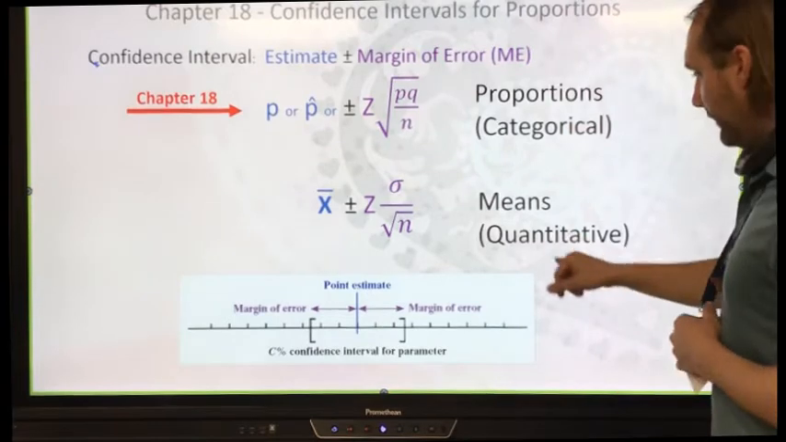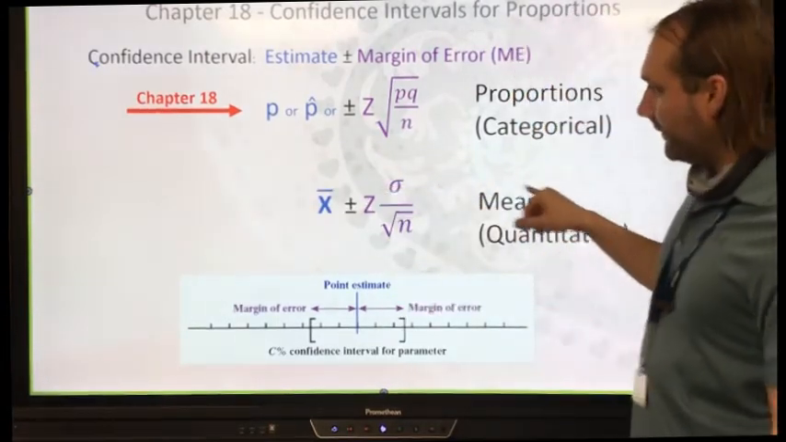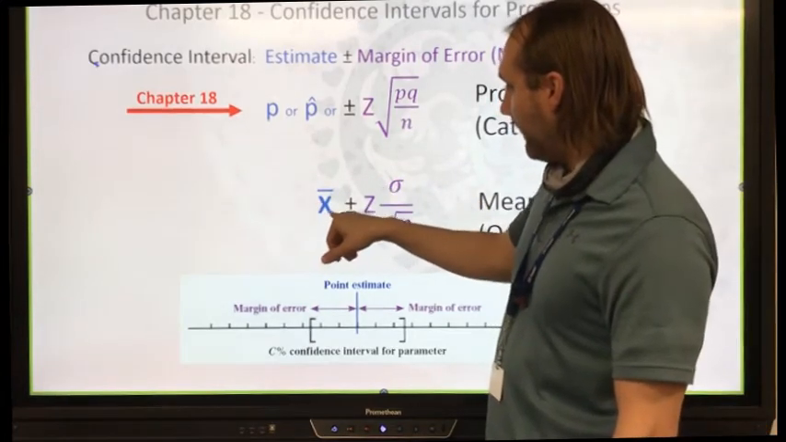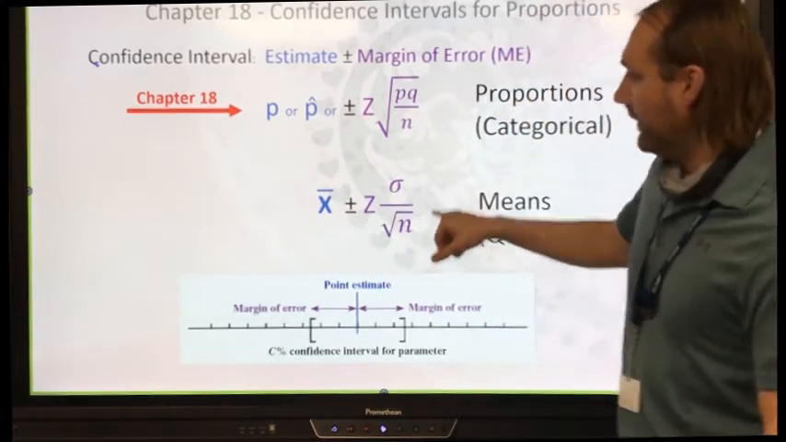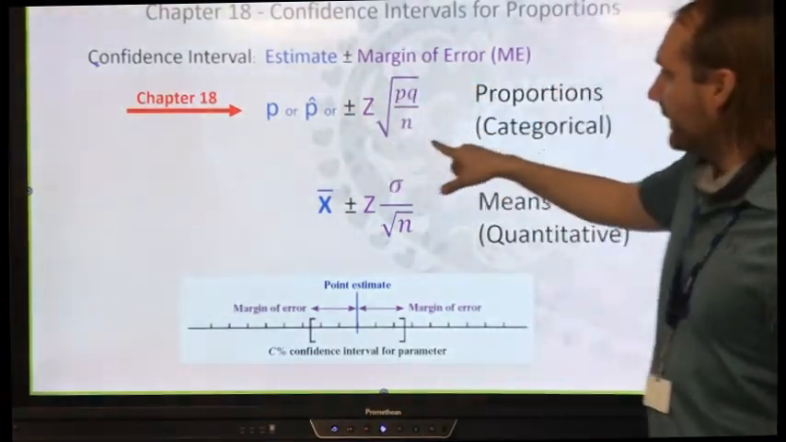Now the other one, the one I was doing yesterday, is means, or quantitative data: the mean, or average, plus or minus Z over that standard deviation. But for chapter 18, we're going to focus on this one right here.